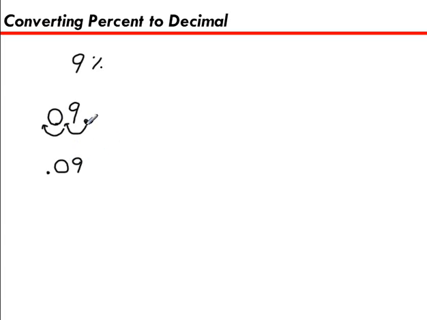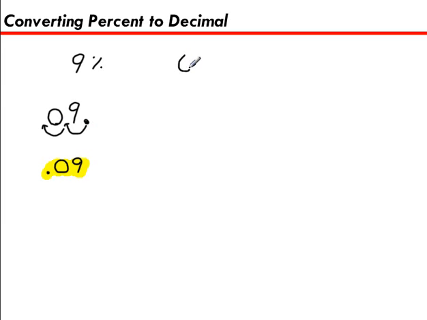Okay, so it's the exact same steps. I write down my digit without the percent symbol. I add a decimal point, and then I slide it two places to the left. But there was nothing there, so I had to add a 0. So I end up with 0.09. And that's my final. Let me show you one more example.